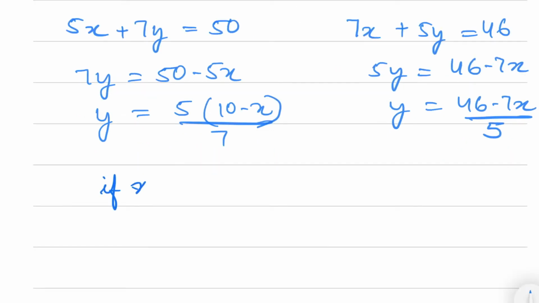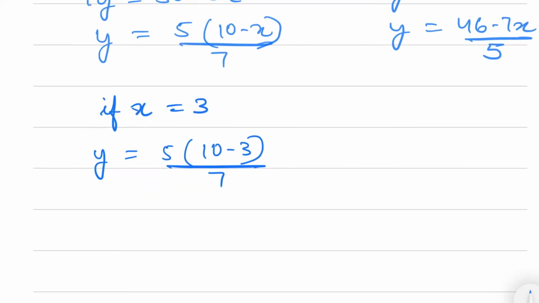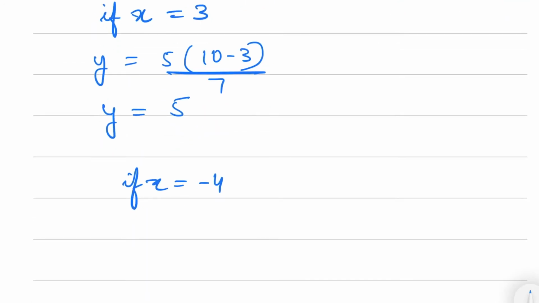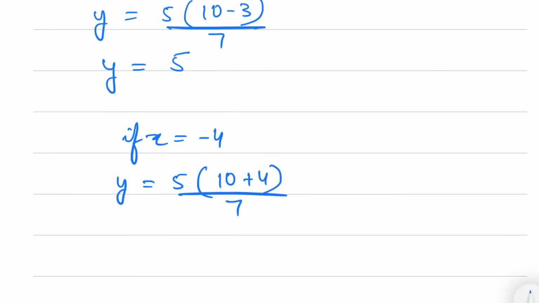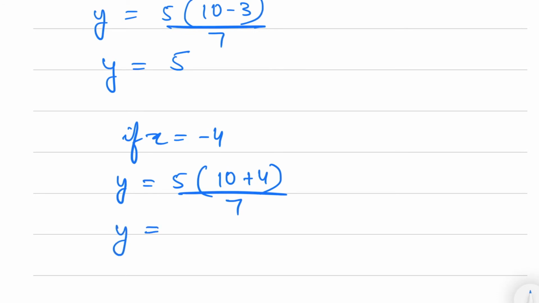So if x is equal to 3, then y would be equal to 5 into 10 minus 3 by 7. So I have y is equal to 5, right? 7 will get cancelled. Now if x is equal to minus 4, I'm just trying to take the number so that it becomes divisible by 7, so I'll get a whole number or integer, correct? So now y is equal to 5 into 10 plus 4 by 7. So I get y is equal to 10 here.